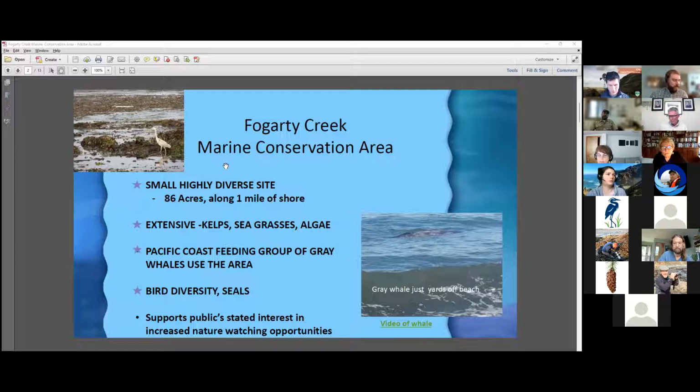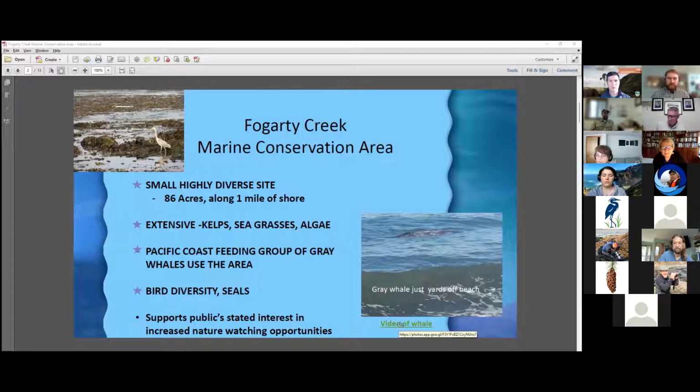It's got exquisite and extensive kelp, seagrass, and algae beds. Because of that, the Pacific Coast Feeding Group of gray whales actually uses the area. I am standing on the beach. This is a wave hitting the beach. There's a gray whale, and I actually included a link to the video in this presentation.